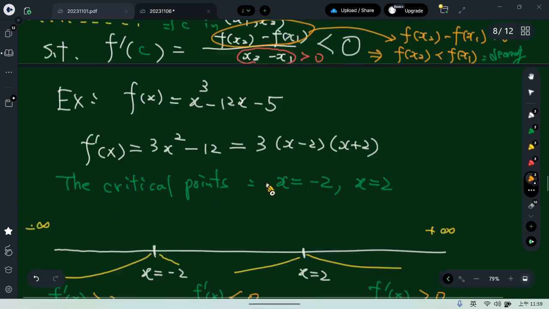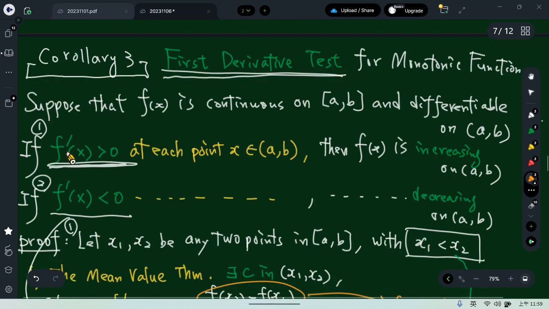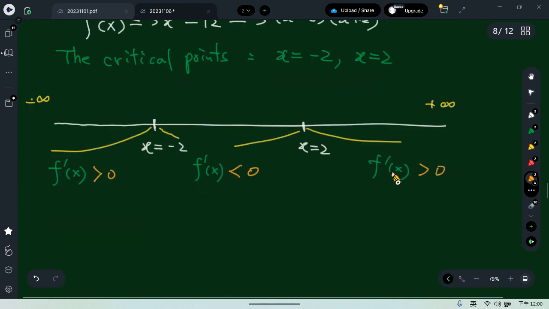So based on this corollary, if f prime of x is positive at each point in a subinterval, f of x is increasing in it. So here we know it is increasing.